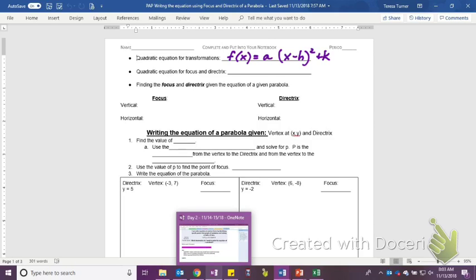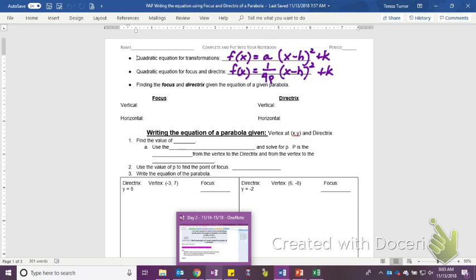The format is very similar when we're looking for the quadratic equation used for the focus and directrix. This one will be f of x equals 1 over 4p times (x minus h) squared plus k. So you can see a is really going to be equal to 1 over 4p, but we use that value to calculate the value of p.